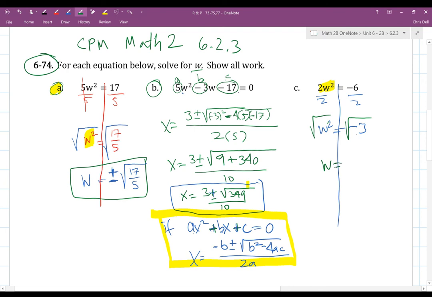Now, sometimes, depending upon what level you're at, this would be no real solution, because you can't take the square root of a negative number. But one of the things we do know is the square root of negative 1 is i. It's an imaginary number. So I can actually write my answer as i times the square root of 3. And it would be, again, plus or minus, positive or negative, because you're square rooting both sides of an equation. So there are our solutions. There you go.